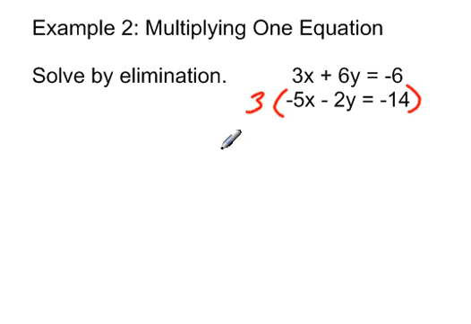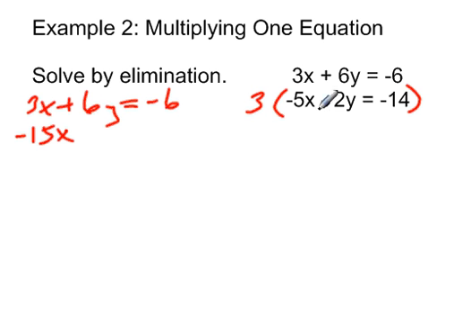All right, so I'm going to go rewrite the problem over here. We got 3x plus 6y equals negative 6. Now when I multiply everything in here, it's just like the distributive property, very similar. So we're saying 3 times negative 5x is going to be negative 15x. 3 times negative 2y is going to give me a minus 6y. 3 times negative 14 is going to give me a negative 42.